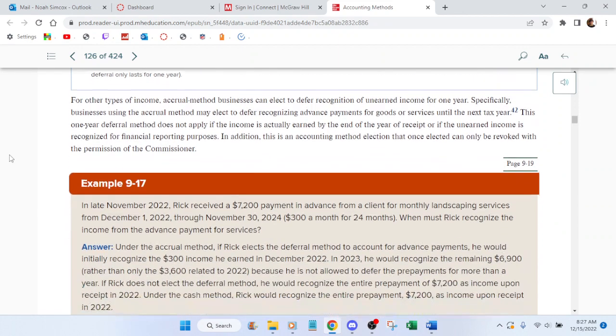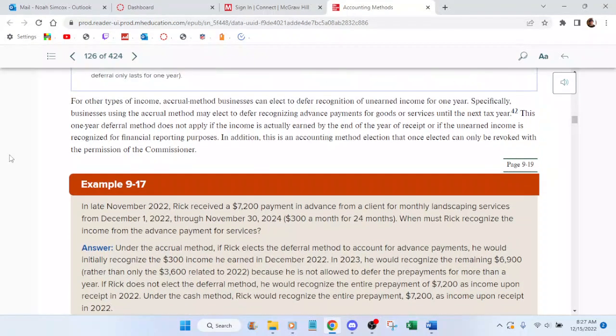What is the answer? Please tell me that's the answer. Yes, I was correct. Ha ha ha. I was correct. You have to recognize the entire rest of it because you're only allowed to defer the recognition for 1 year. I think I may have gotten that wrong on a quiz or test earlier in the semester. But now I understand the concept. That was funny.